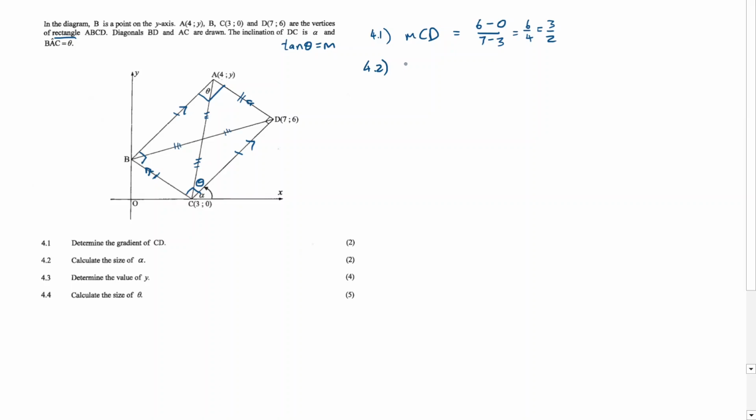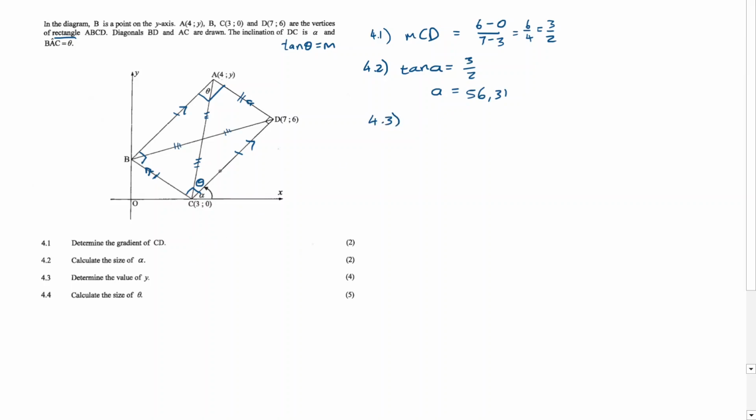Calculate the size of A. That's also pretty standard for you, hopefully. So tan theta equals m, or in this case, I'm going to call it A because there already is a theta. Tan theta equals the gradient, which I've just worked out. And if I need an angle in trig, I just shift tan 3 over 2, and that gives me 56.31.